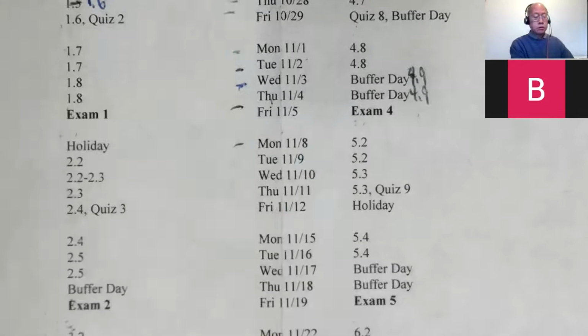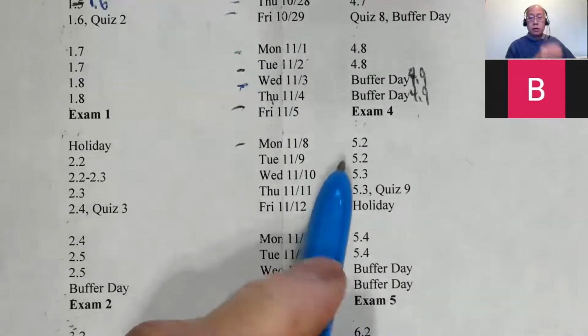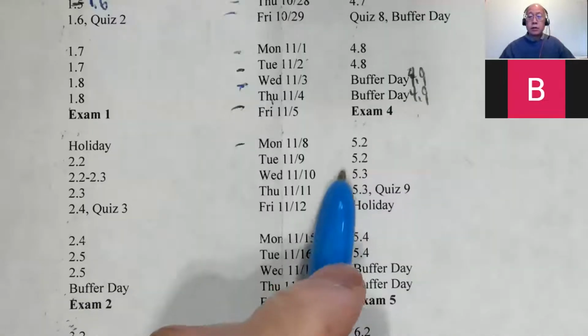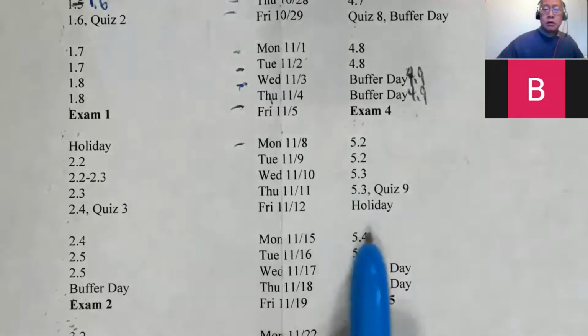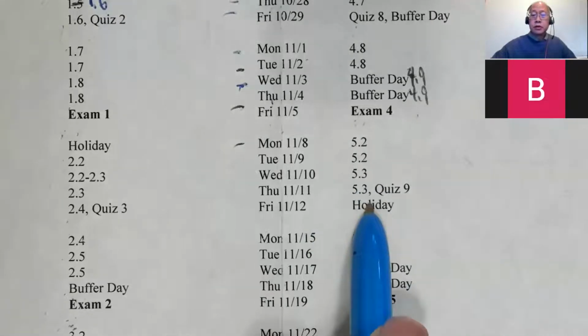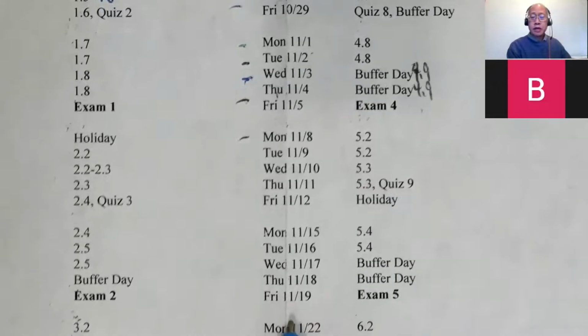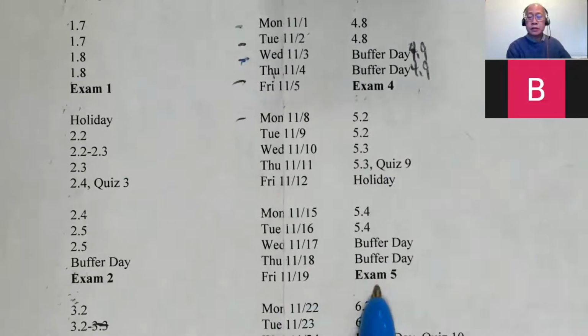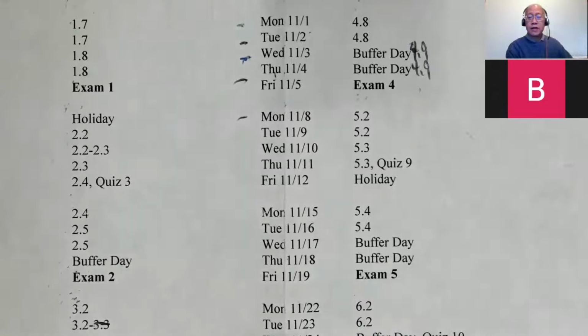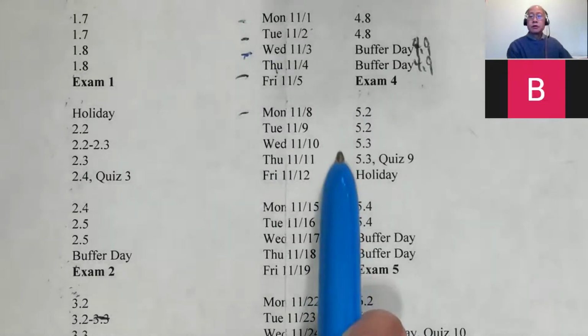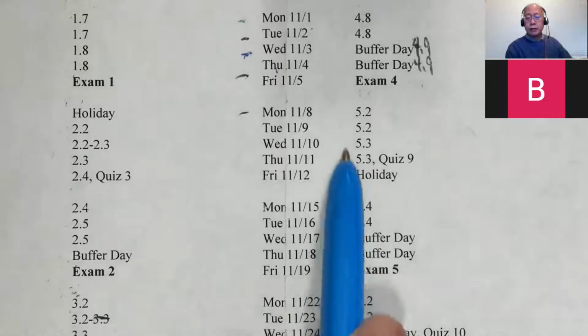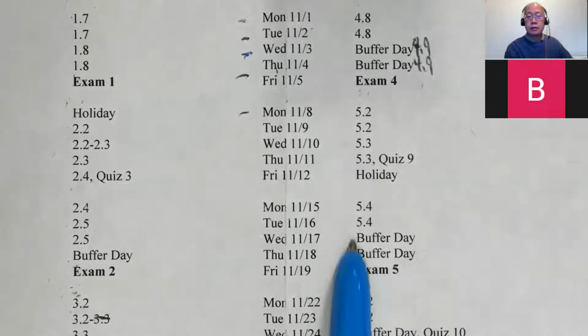Yes, we're on to 5.2. Finish up 5.2 today and go on to 5.3. Your quiz this week will be on Thursday since Friday is a holiday. And right now we're looking for the next exam to be Friday the 19th, looks like. So we should have plenty of time to finish that. More than likely we'll finish early today and all the other days leading up to it.